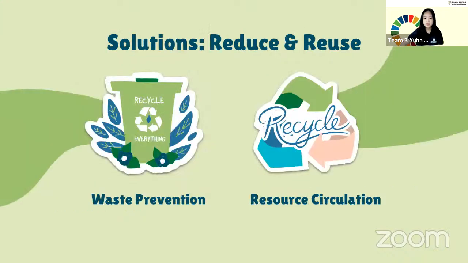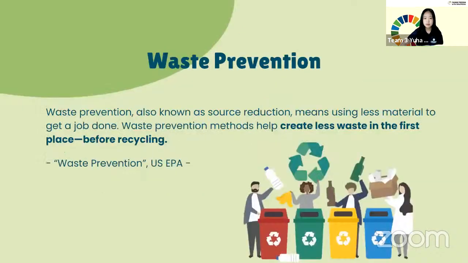A solution for these causes of greenhouse gas emissions in industrial practices is to reduce and reuse through waste prevention and resource circulation. The first step is waste prevention. Waste prevention means to minimize the usage of materials and try to not make waste in the first place before taking additional measures such as reusing and recycling.